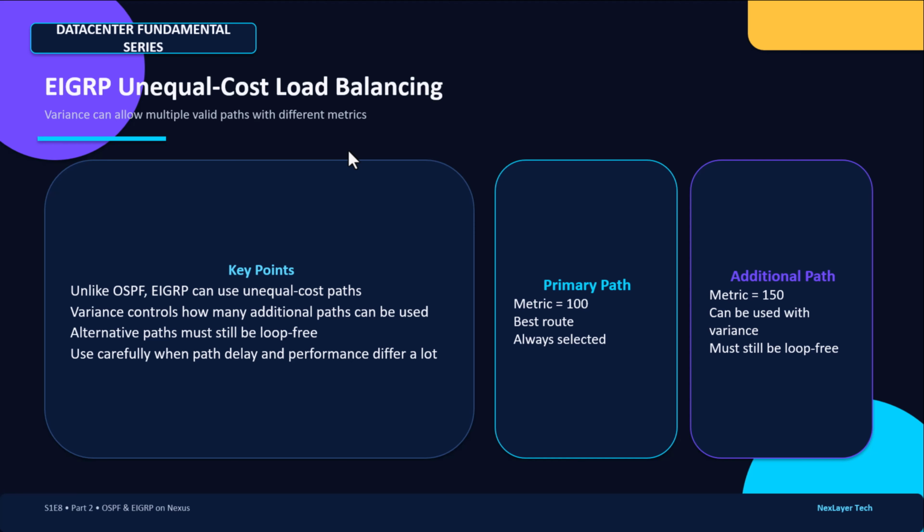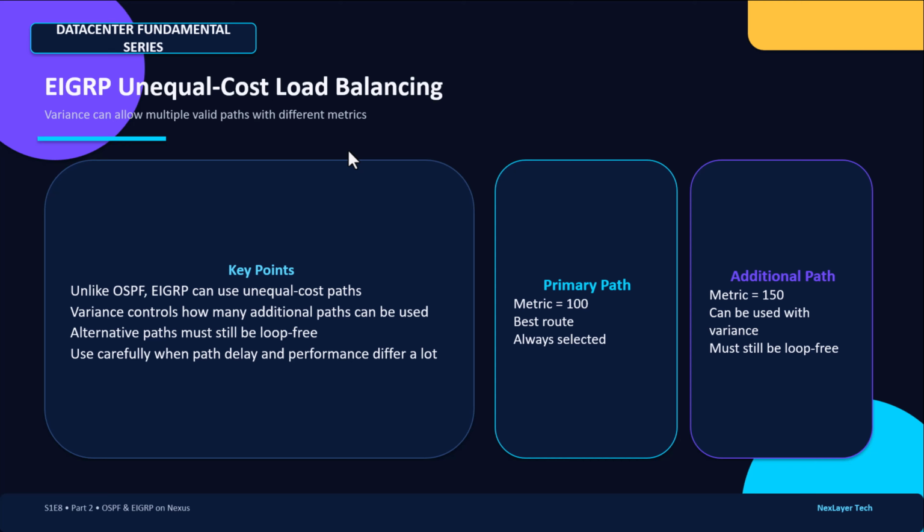OSPF can use multiple paths when they have exactly the same cost. EIGRP can also perform equal cost load balancing. But EIGRP has an additional capability. It can perform unequal cost load balancing. This means EIGRP may use multiple paths even when their metrics are different. The feature is controlled using a setting called variance.